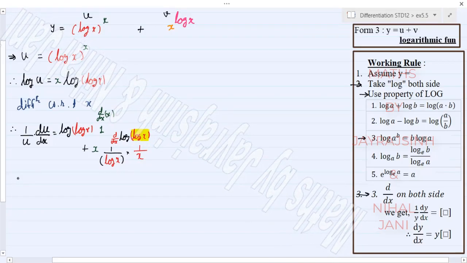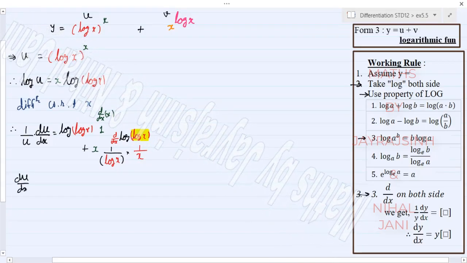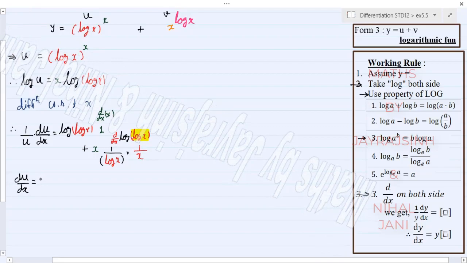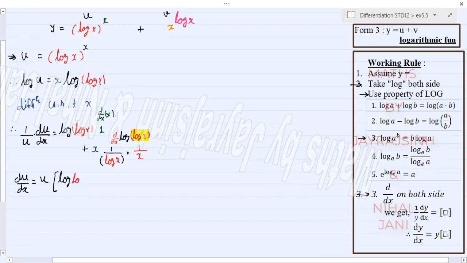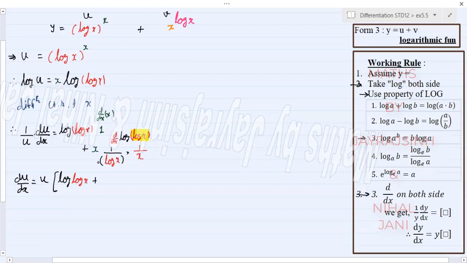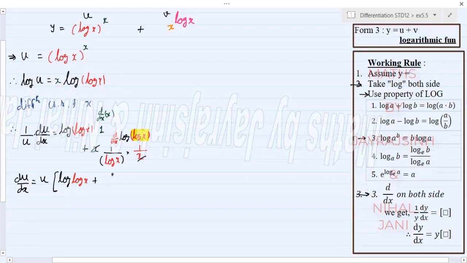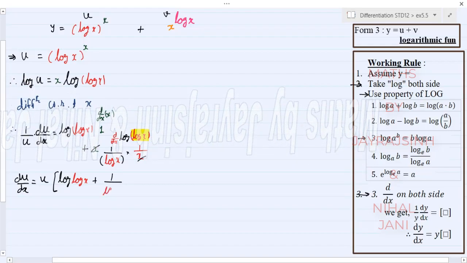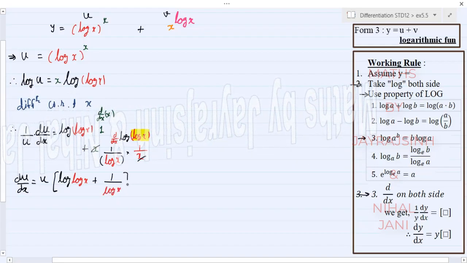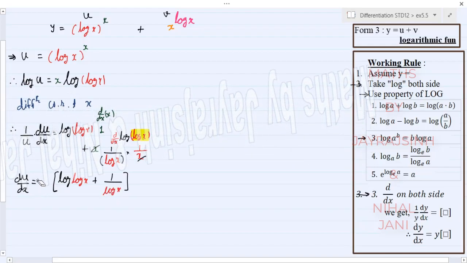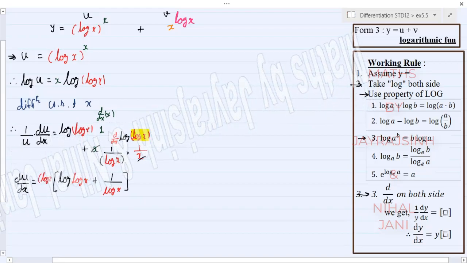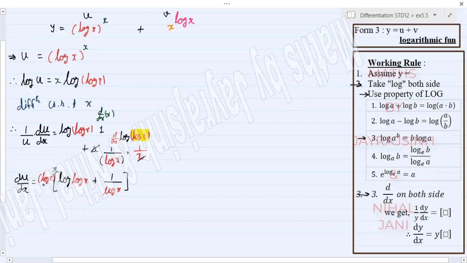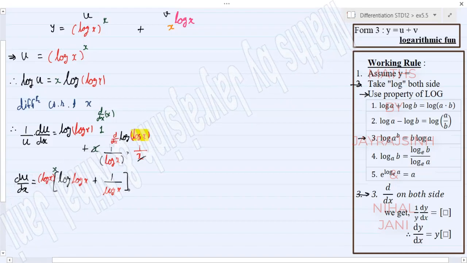So finally you will get du by dx is equal to u into log of log x plus this x will cancel out and we will get 1 upon log x, or if we substitute the value of u, you will get log x whole raised to x into log of log x plus 1 by log x.